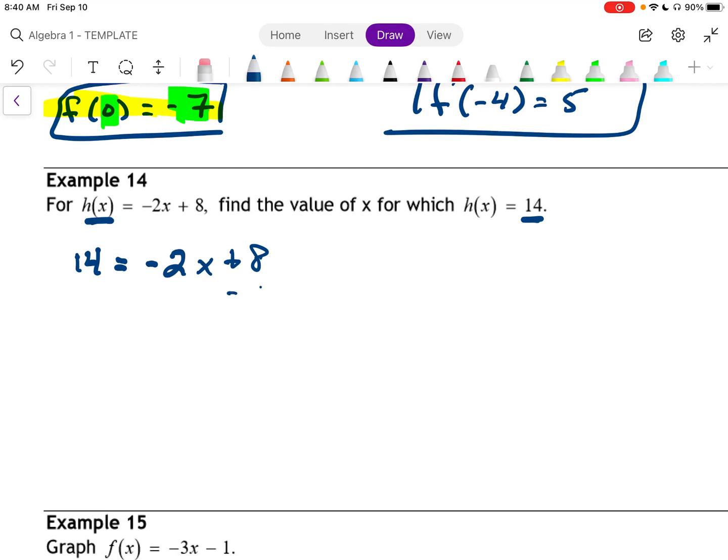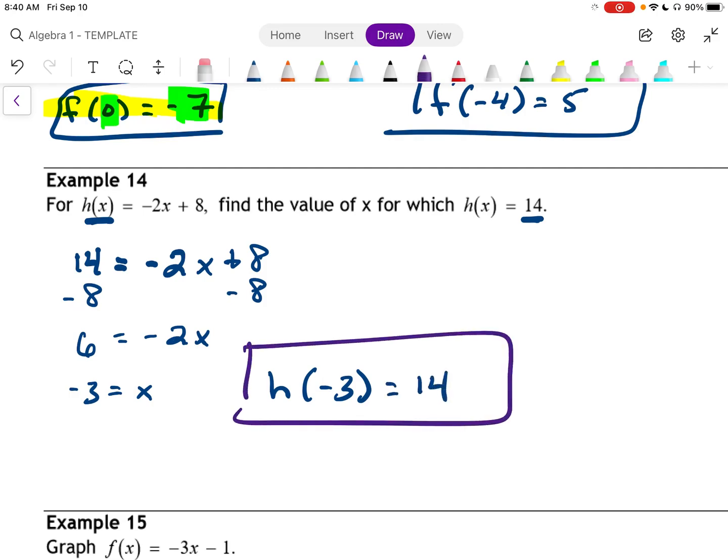Solving this, I'll subtract 8 from both sides. So that'll give me, what'll that be? 14 minus 8, is that 6? I'm going to type that in just to make sure. 14 minus 8 is 6, yes. Equals negative 2x. I divide by negative 2 and I have negative 3 equals x. Now I want to write this back in function notation. So I can say, well, h of negative 3, that's an f, that's not an h. h of negative 3 equals 14. That's putting it back in terms of our function.